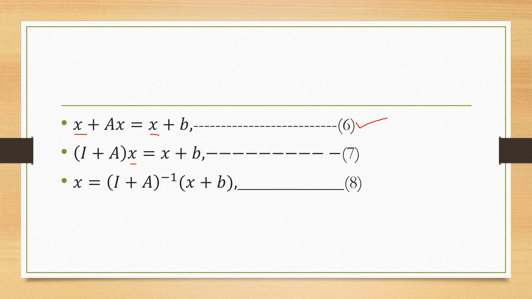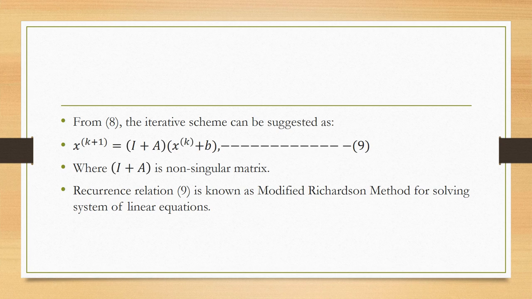This is again a fixed point relation, and this relation will allow us to suggest the iterative scheme for solving system of linear equations. And that recurrence relation or the iterative scheme is mentioned in relation 9. Here it is important to note that this matrix should be non-singular, and recurrence relation 9 is known as modified Richardson method for solving systems of linear equations.